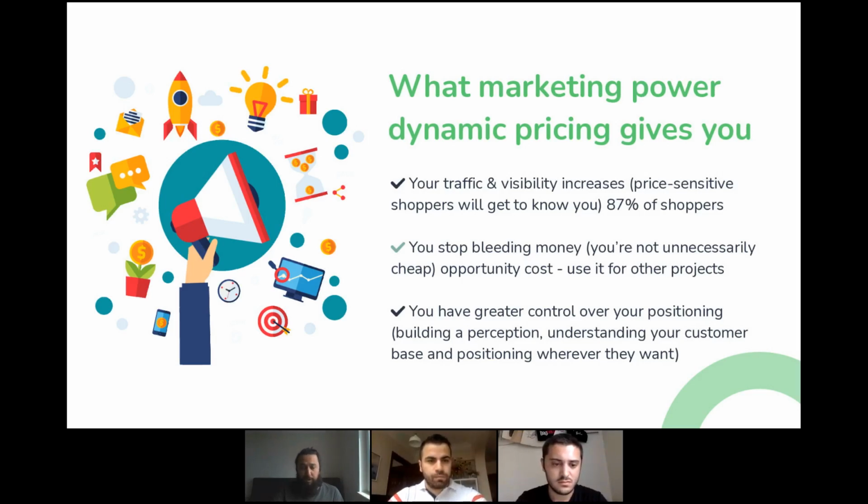And when we talk about dynamic pricing, it's not just about the sales, it also gives you an advantage on the marketing side as well. For example, on the price comparison sites, you will get more visibility, thus more traffic to your store. Or let's say you don't underprice your products in certain categories, so you don't lose money, and you may even optimize your pricing and use that money for other projects, let's say marketing or customer relationships or more promotions that you can give away to your customers.